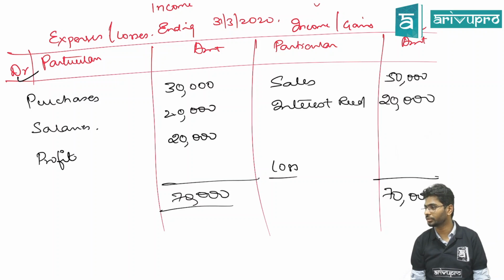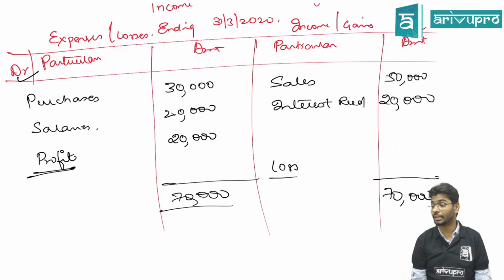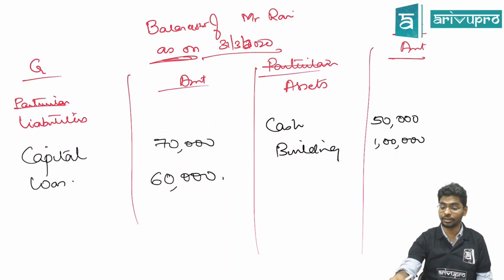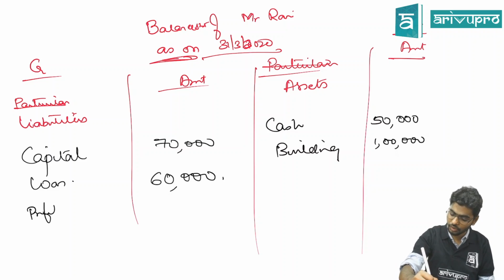20,000. Are you clear? Profit is appearing on which side? Debit side. What is the rule I told you in the ledger account? If you have the balancing figure on the debit side, then we call it what balance? Credit balance. Whatever is the credit balance, you will be writing it on the credit side. Which side of the balance sheet is that? Liability side. I will be writing it as profit.